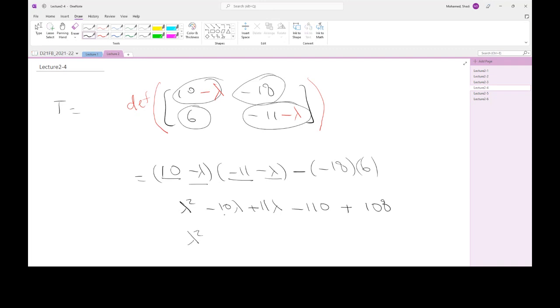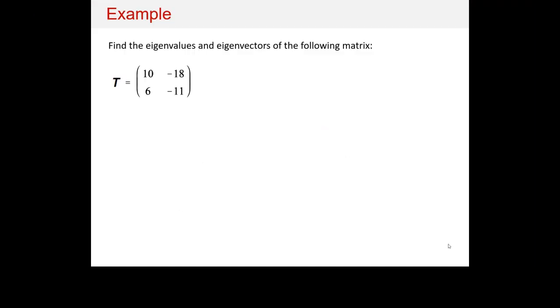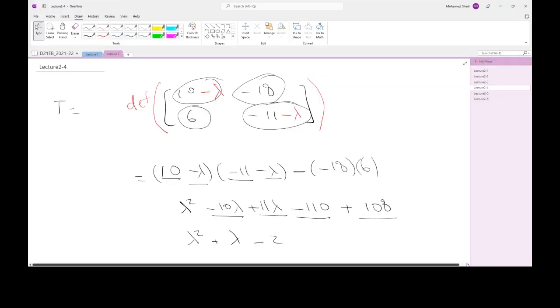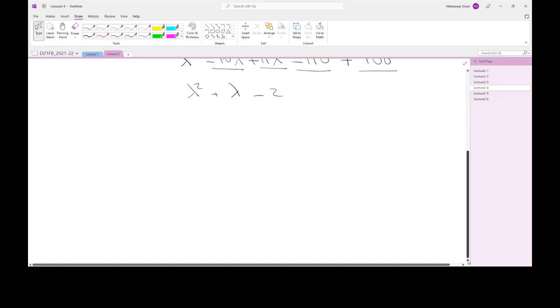So now I want to solve this quadratic equation: lambda squared, minus 10 plus 11, this is plus lambda, and then minus 110 plus 108, this is minus 2. So this is a quadratic equation to solve. To solve the quadratic equation, I'll just write the rule for solving a quadratic equation here.